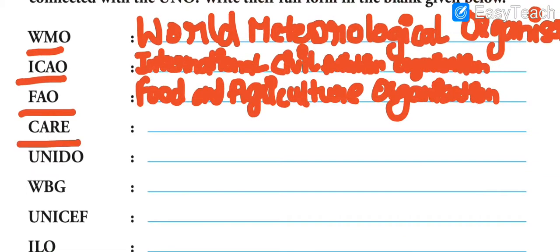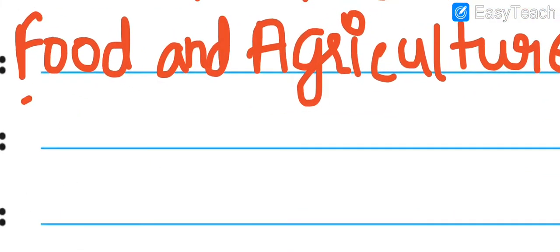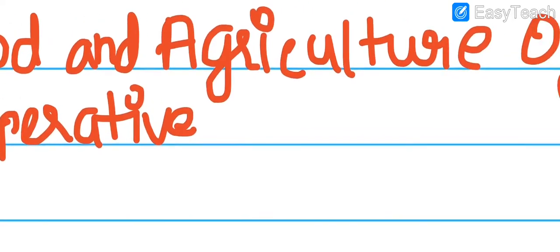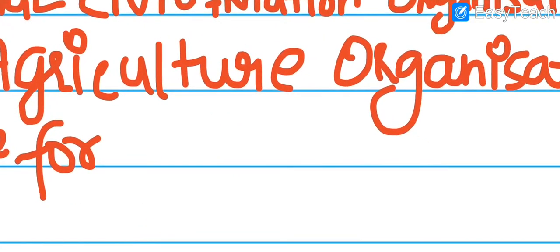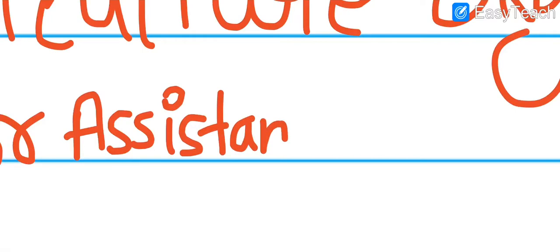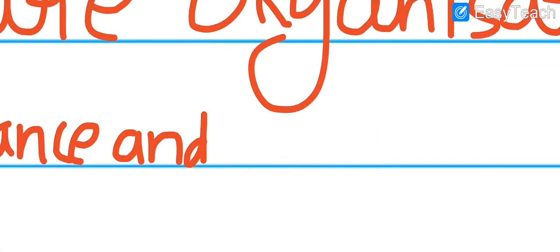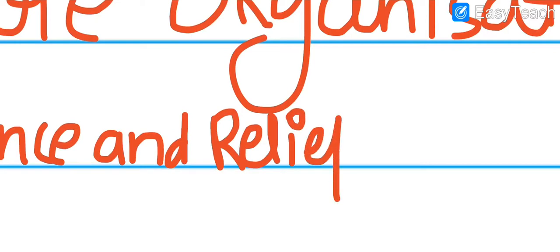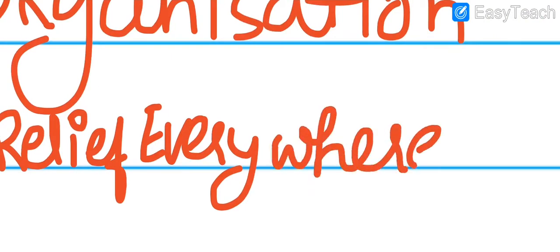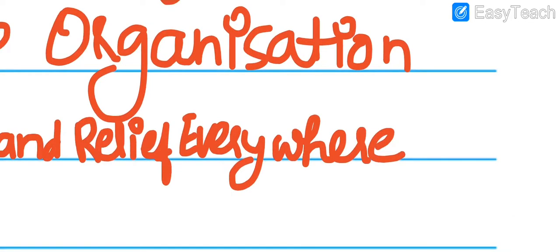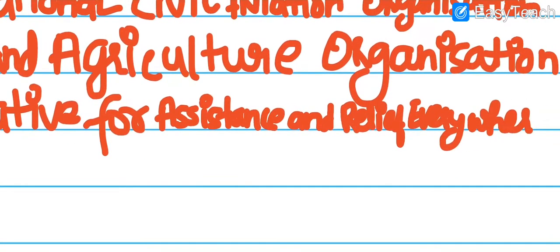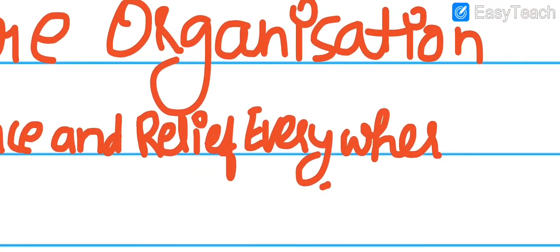Next we have CARE. CARE stands for the Cooperative. C stands for Cooperative. Cooperative for what? Assistance, means help, and Relief Everywhere. CARE stands for Cooperative for Assistance and Relief Everywhere.